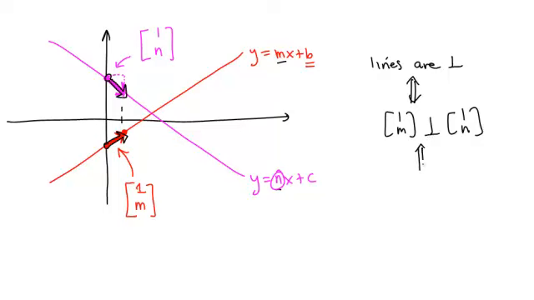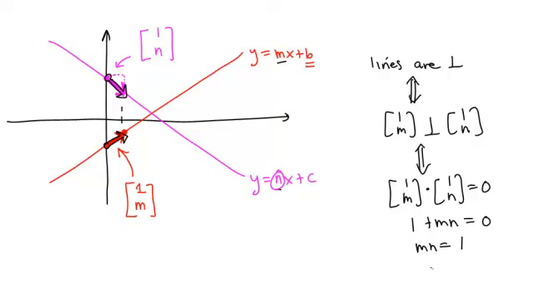But we know that the vectors are perpendicular if and only if their dot product is equal to 0. So if we dot them, when we multiply across the first row, we get 1. When we multiply across the second row, we get mn. And if I were to solve this, I would get mn is equal to negative 1, or n is equal to negative 1 over m. And that's what we wanted to show.